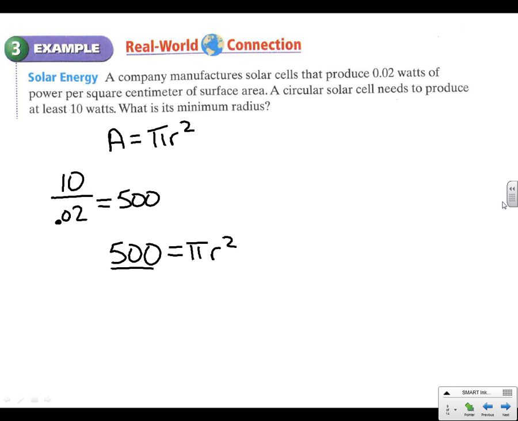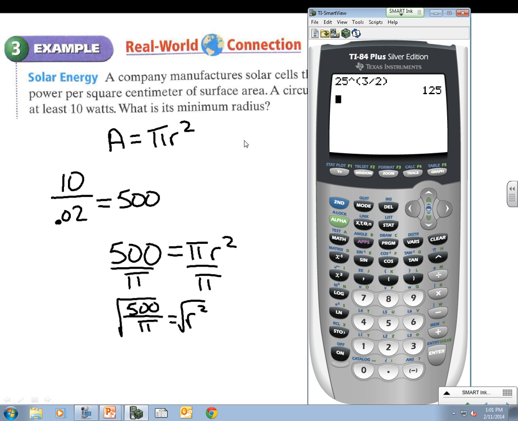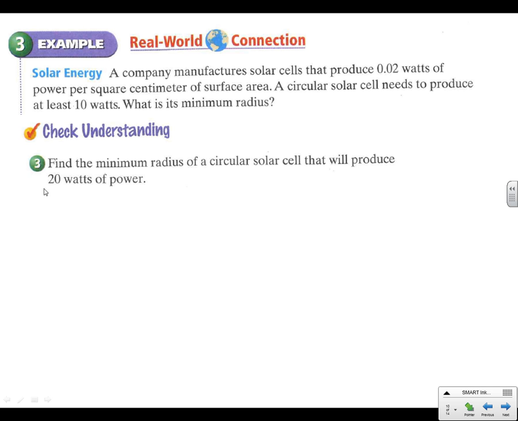And so we need to get r by itself. 500 over pi equals r squared. How do we cancel out r squared? We're going to square root both sides. And let's figure out what the square root of 500 over pi is. Back to our calculator. 500 divided by pi is 159. And let's square root that, so to the 0.5. And we get 12.61. So the radius needs to be at least 12.61 centimeters. All right, so same steps here, but find it for 20 watts of power instead of 10.